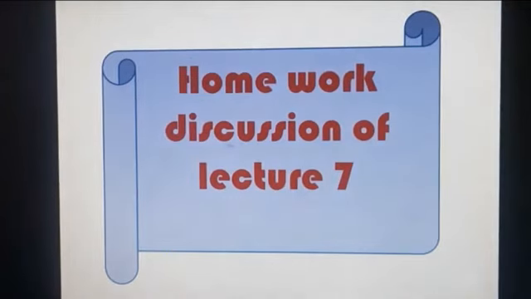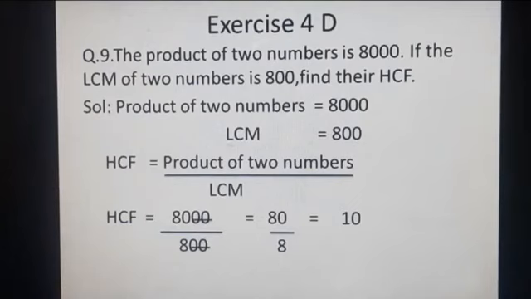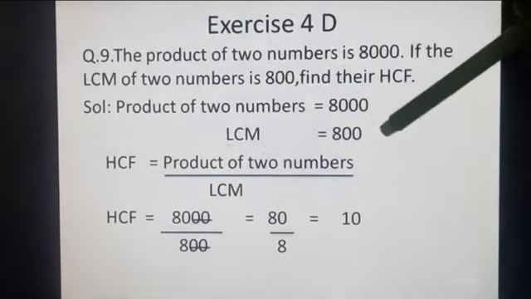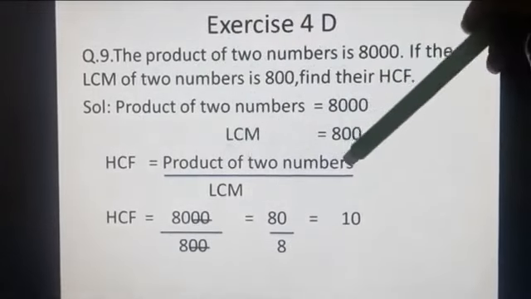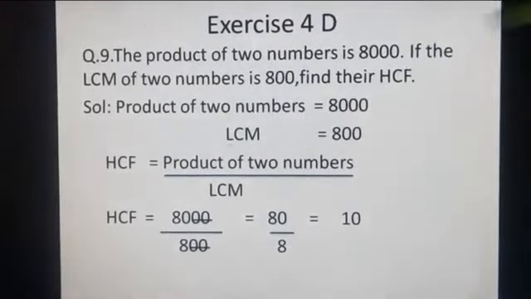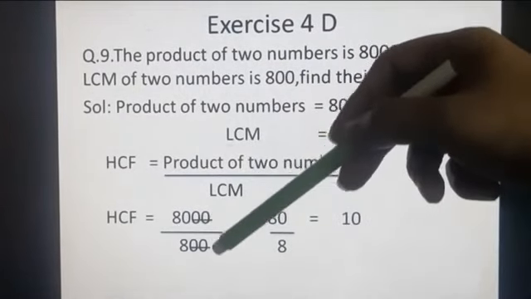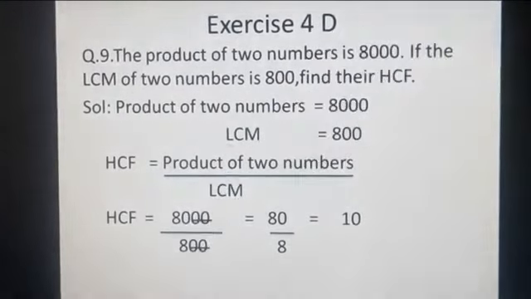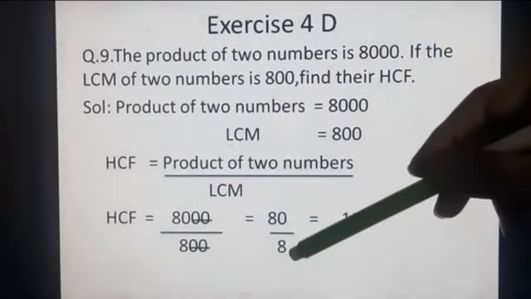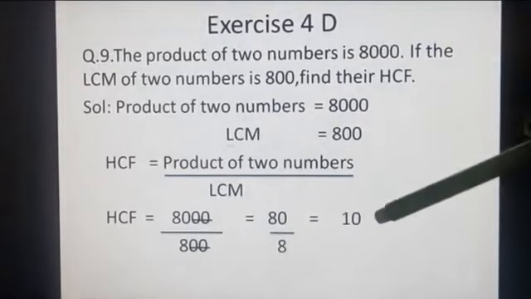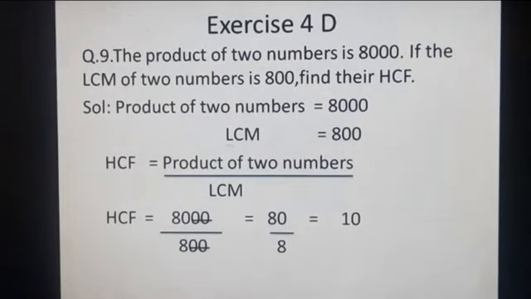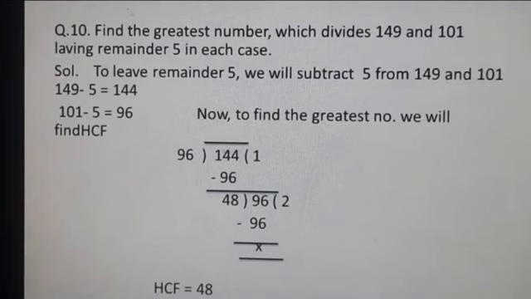Homework discussion of lecture 7. Question number 9 and 10 were given of exercise 4D. Question 9. The product of two numbers is 8000. If the LCM of two numbers is 800, find their HCF. Product of two numbers 8000, LCM 800. So HCF is equal to product of two numbers divided by LCM. So HCF is 8000 divided by 800. First of all, we will cancel two zeros. Now 80 upon 8. 80 divided by 8 will give you the answer 10. So HCF is 10.